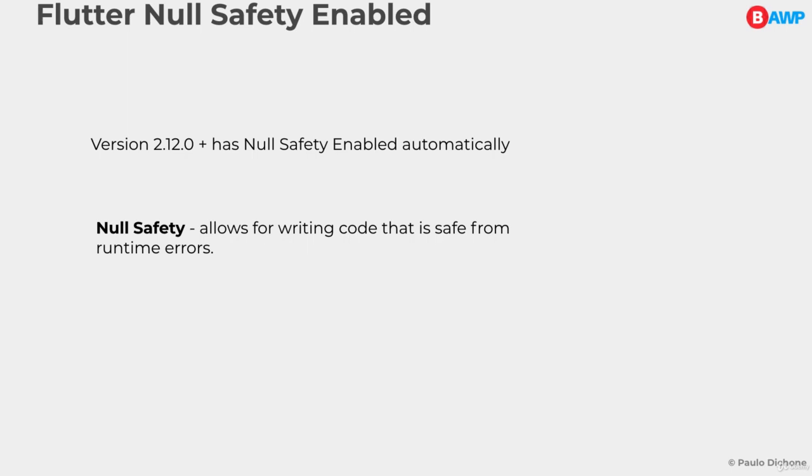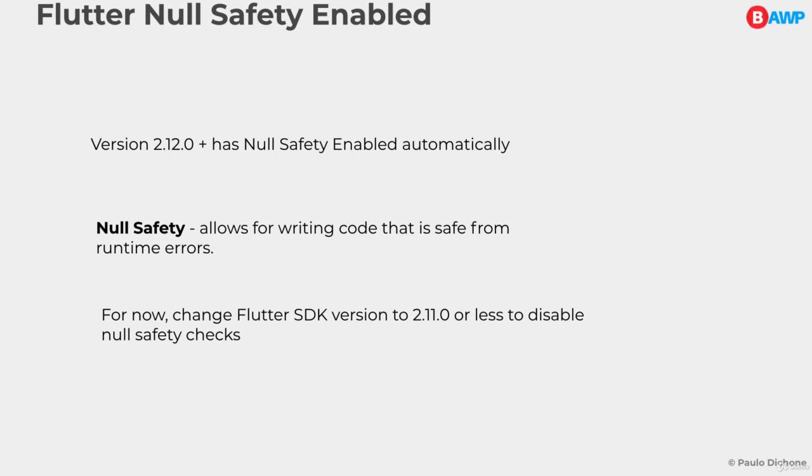What are we going to do instead? What I would ask you to do instead is to change your Flutter SDK version to 2.11.0 or less so that the null safety checks are disabled. Now this may sound very counterproductive, I understand, because this is a new feature and it's a good thing, but just to protect ourselves right now, because we want to just get started and get going instead of having to worry about all of that, let's just write with null safety disabled.